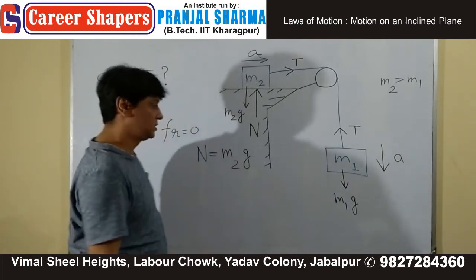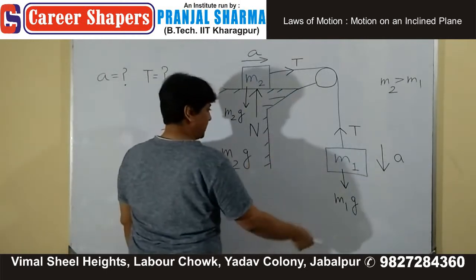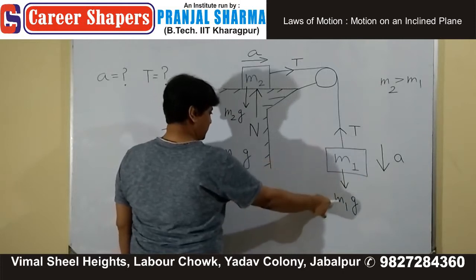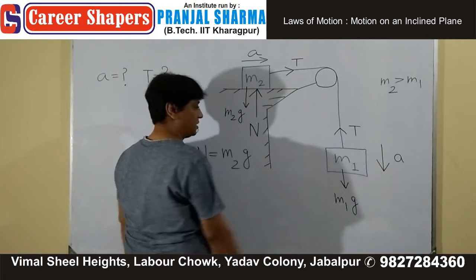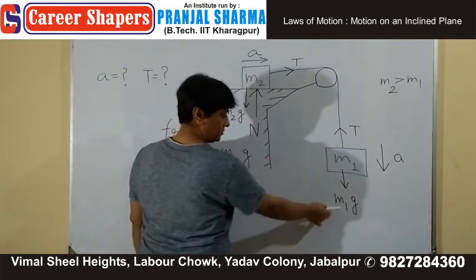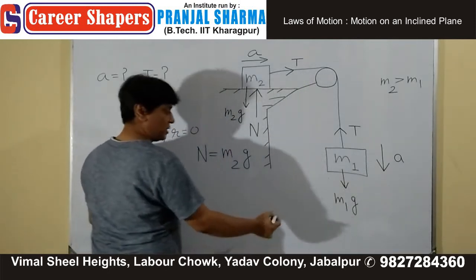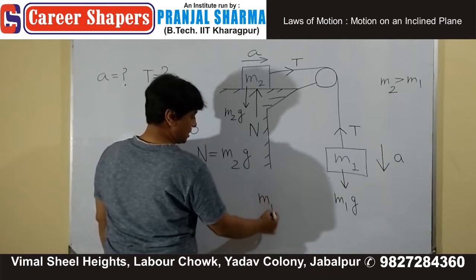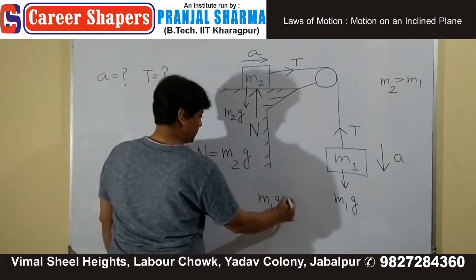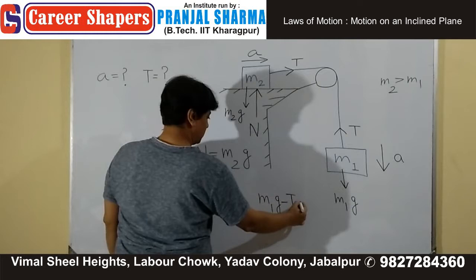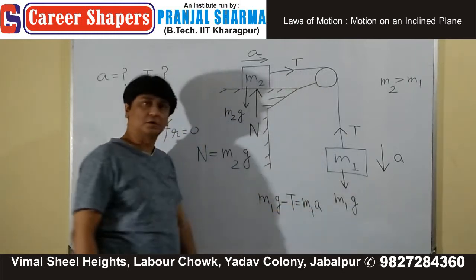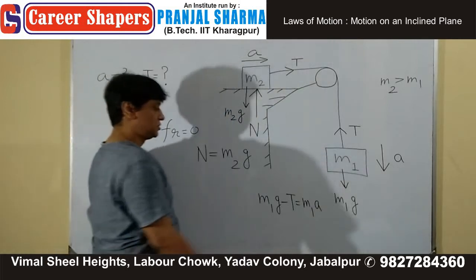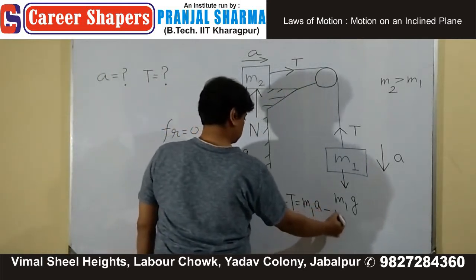क्या तरीका है अपने पास? या तो हमने लिखना है T minus m1g, या हमने क्या लिखना है m1g minus T. Which one is dominating? And therefore equation is m1g minus T equals mass into acceleration. This is your equation number 1.